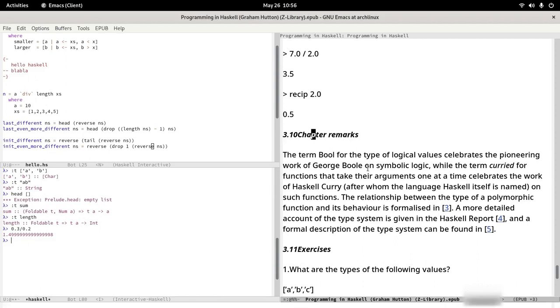Chapter remarks. The term bool for the type of logical values celebrates the pioneering work of George Boole on symbolic logic, while the term curried for functions that take their arguments one at a time celebrates the work of Haskell Curry, after whom the language Haskell itself is named. The relationship between the type of a polymorphic function and its behavior is formalized in an appendix, I suppose. A more detailed account of the type system is given in the Haskell report, and a formal description of the type system can be found in 5.